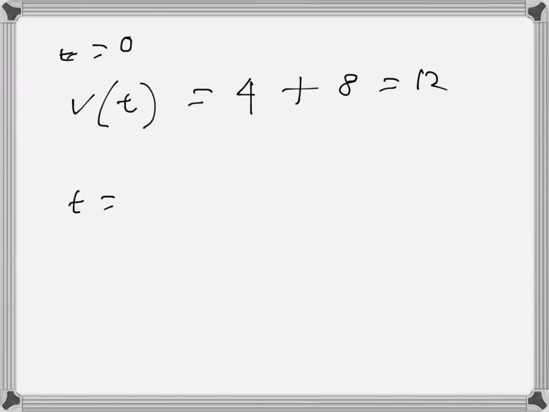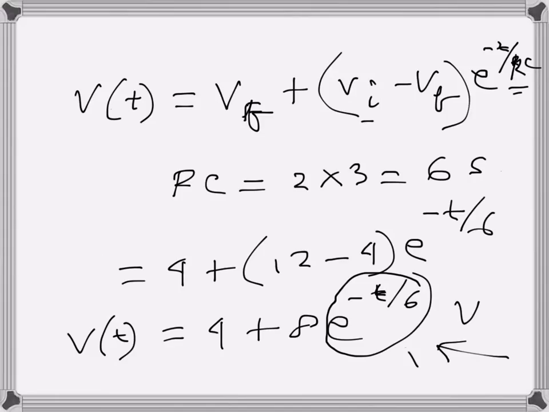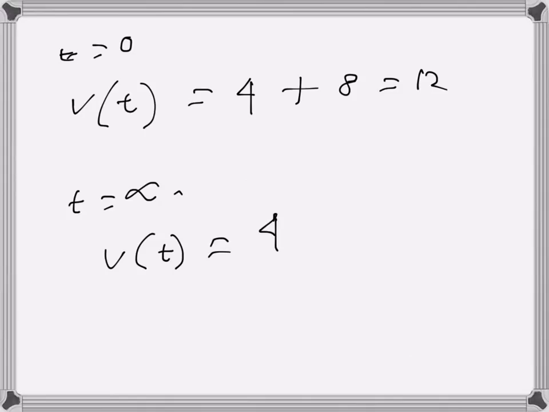And when t is equal to infinity, this part becomes 0, the whole thing becomes 0, so 8 times 0 is 0, so this will be 4. So that is the final voltage, which is V final.